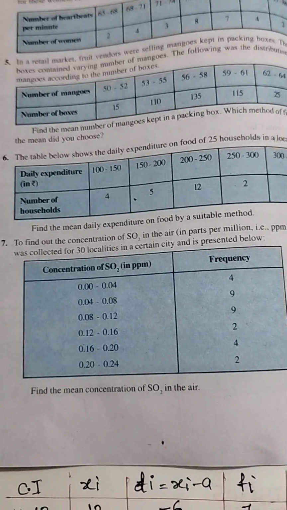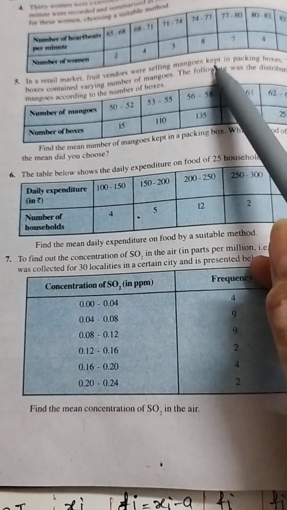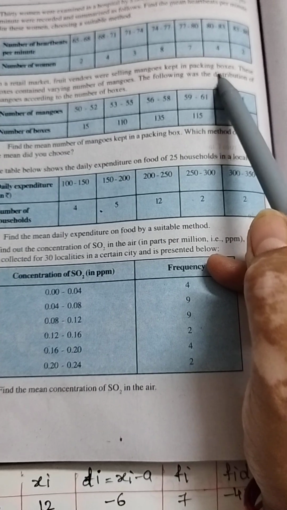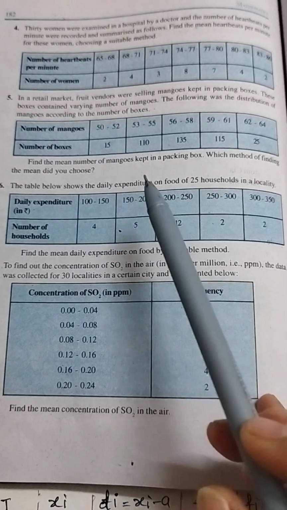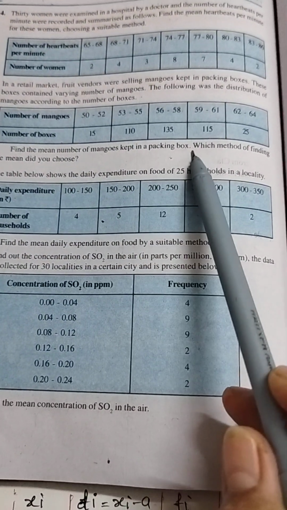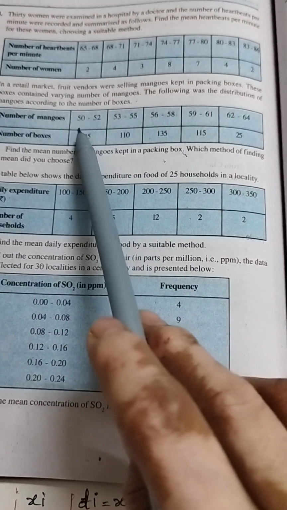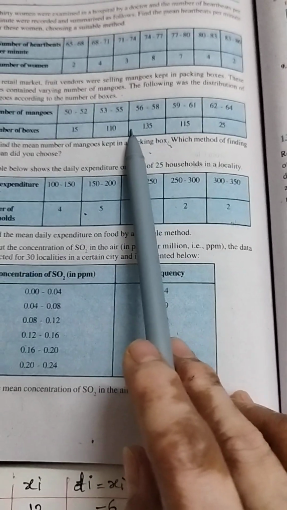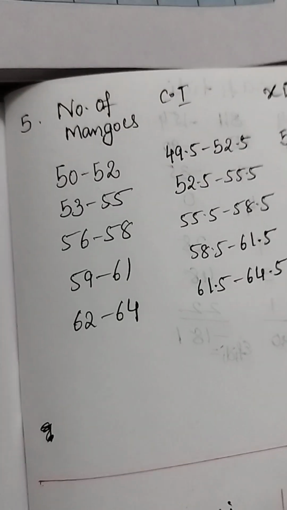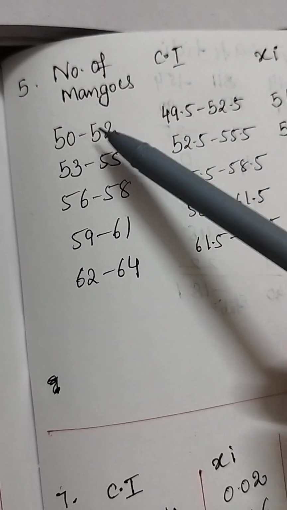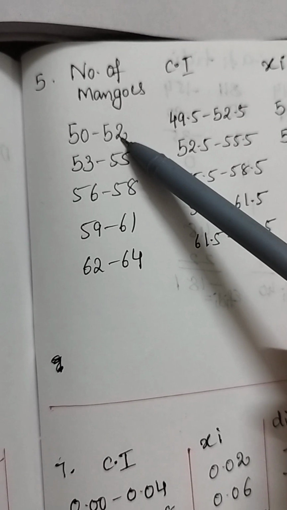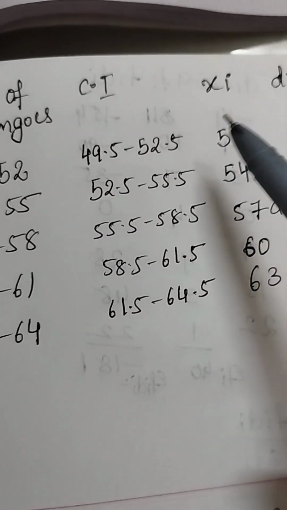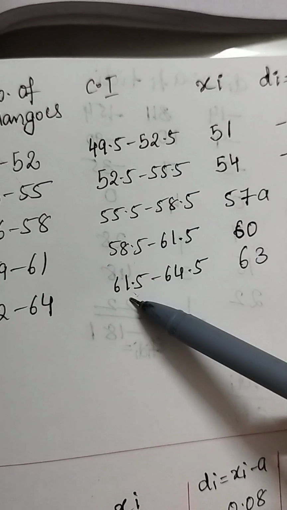Okay, next fifth sum, observe. Fifth sum is: in a retail market, fruit vendors were selling mangoes kept in packing boxes. These boxes contained varying number of mangoes. So we should find the mean number of mangoes kept in a packing box. So just observe, class intervals are not continuous. We should make them continuous. Okay, that work is left. What we should do: from the lower limit you should subtract 0.5, and add 0.5 to the upper limit of the class interval. Then these are the continuous class intervals.